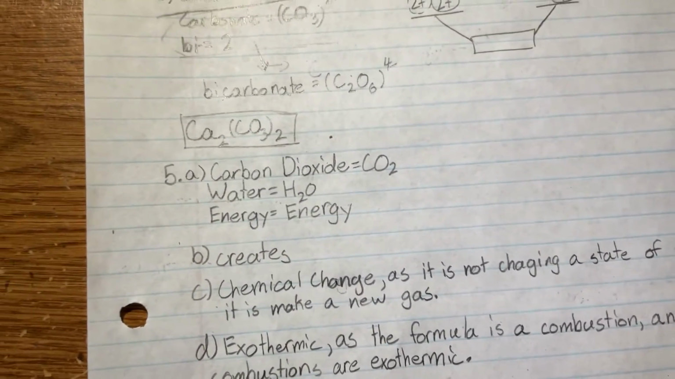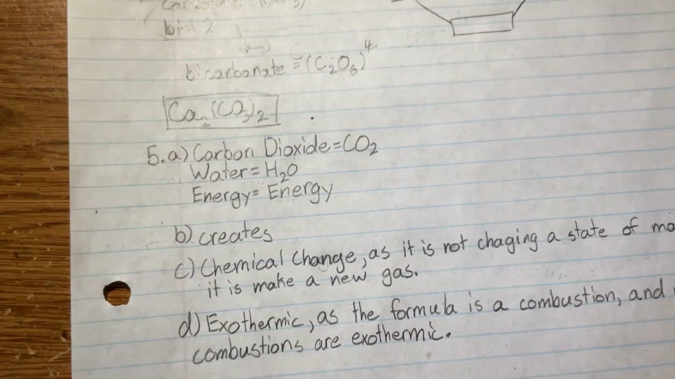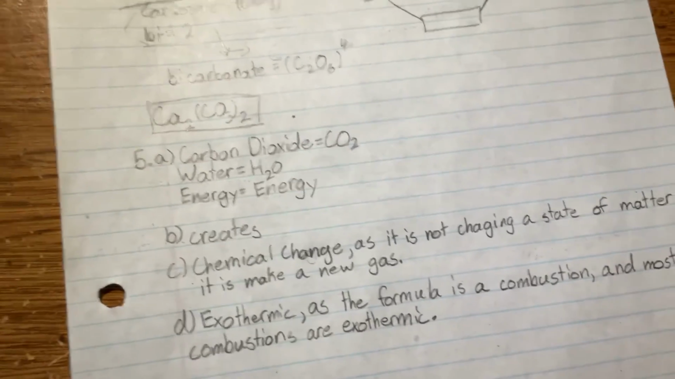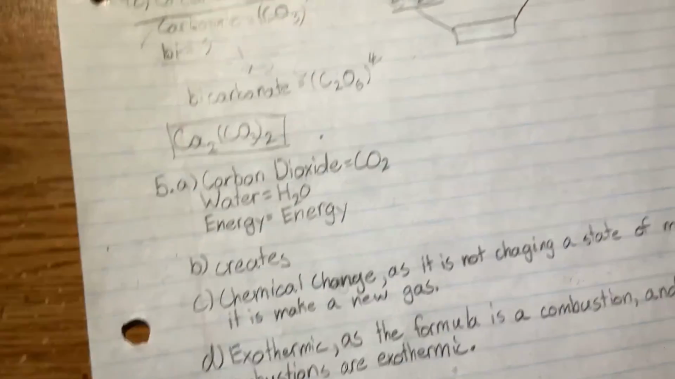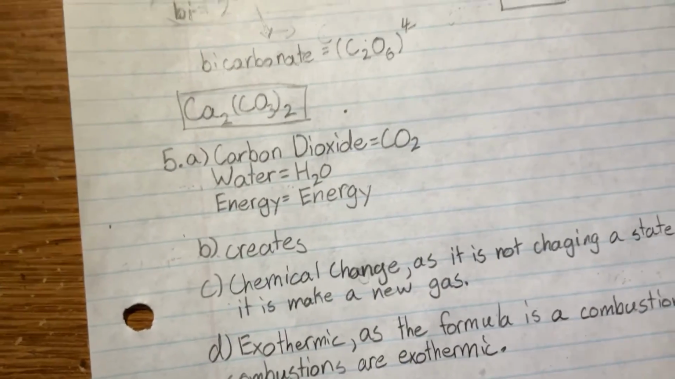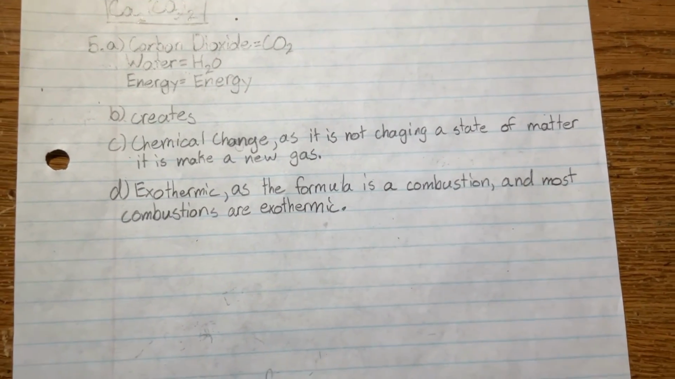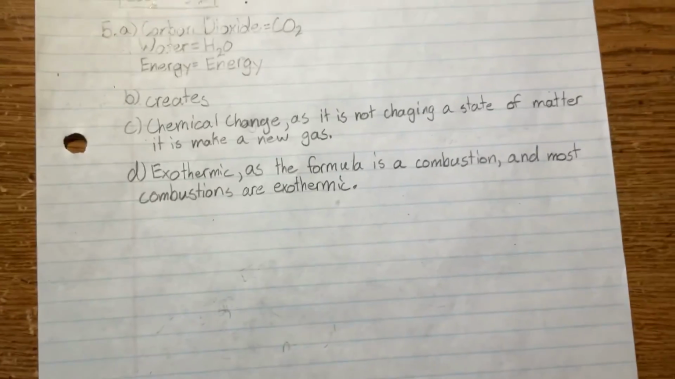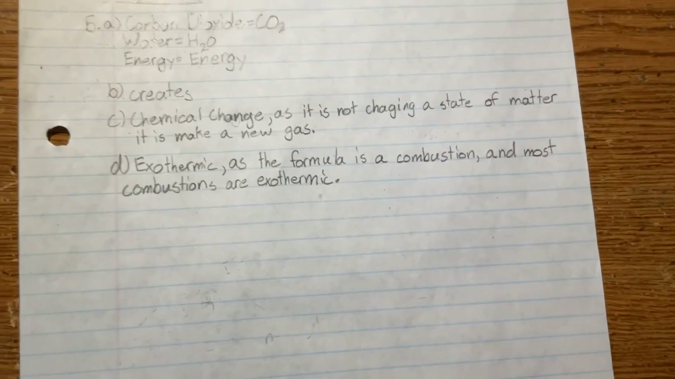For 5a, the products are carbon dioxide, which is CO2, water, H2O, and energy, which is still energy. And I believe, because of this, the arrow simply means create. Hydrocarbon plus oxygen creates carbon dioxide, water, and energy. This is a chemical change because it does not change a state of matter. It is just creating combustion, which makes a new gas. It's exothermic, as this is the formula for combustion, and most combustions are exothermic.